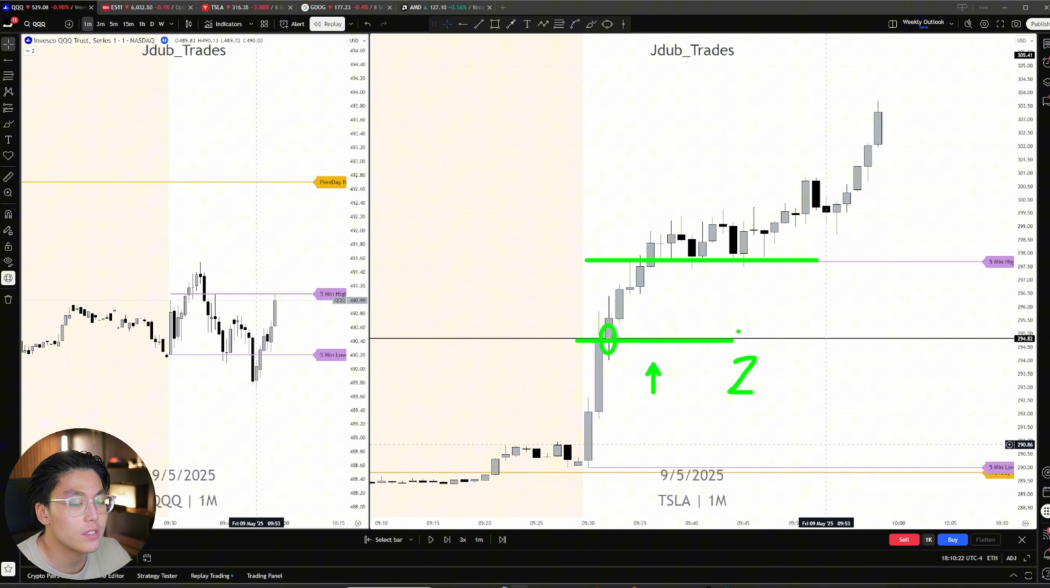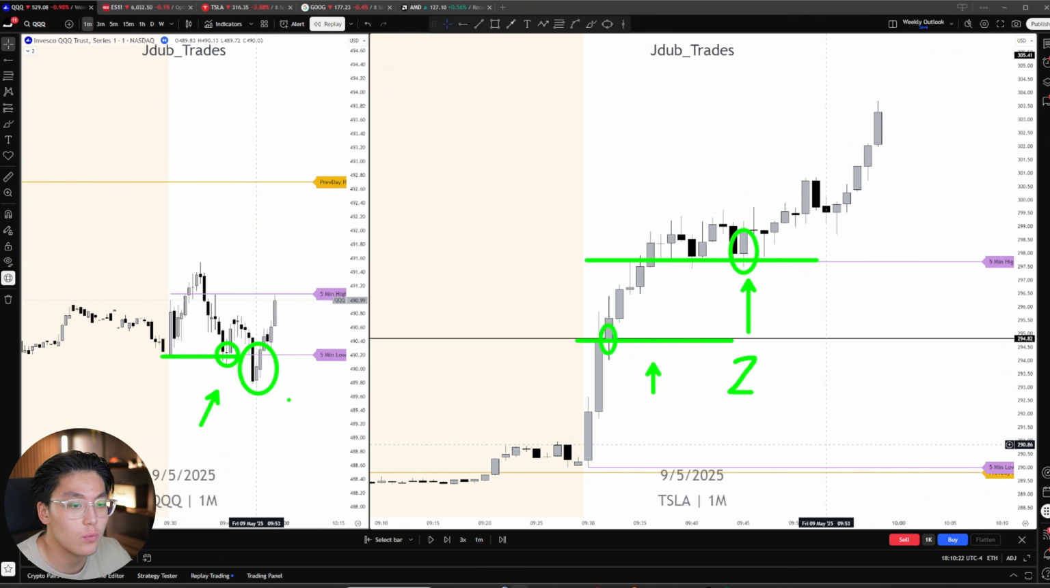There was also another setup that formed here later into the session as well off your 5-minute break and retest. This was still a super solid setup here as well. You can see during this time period, Qs was bouncing off your support level. So as I mentioned, this is really scenario number 1 and 3 combined.